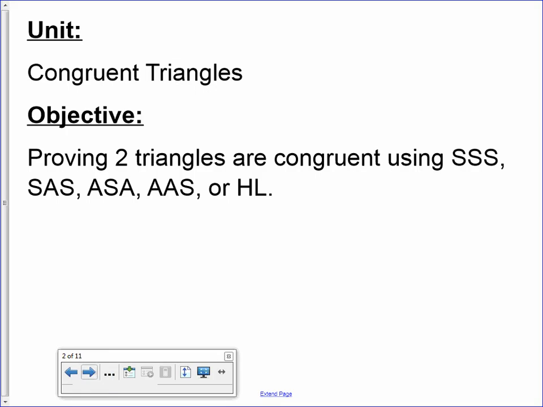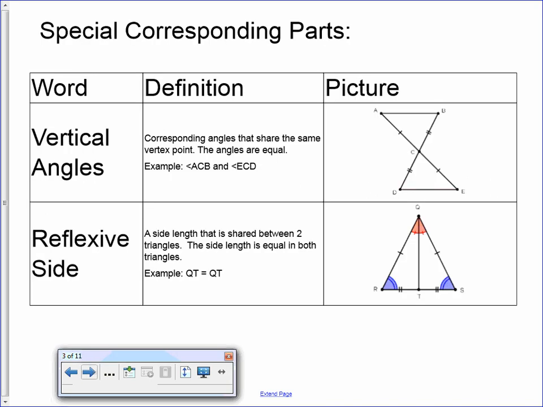In this lesson, we're going to concentrate on the unit congruent triangles, where our objective will be being able to prove that two triangles are congruent using one of the 5 postulates listed below. Before we get started, there are some special corresponding parts that we need to talk about. When proving that two triangles are congruent, you might use one of these two vocabulary words here.